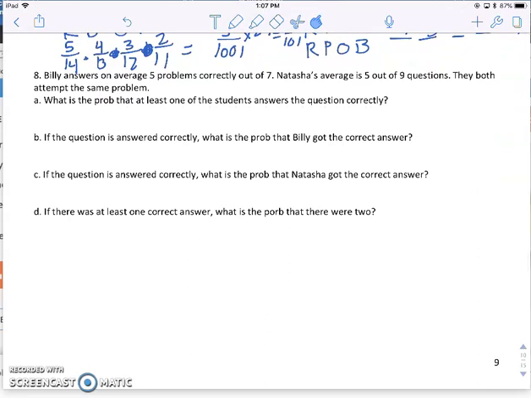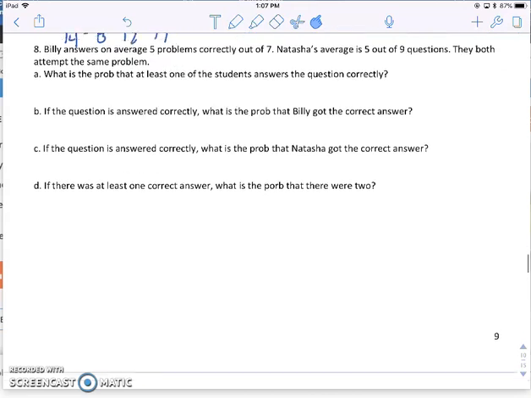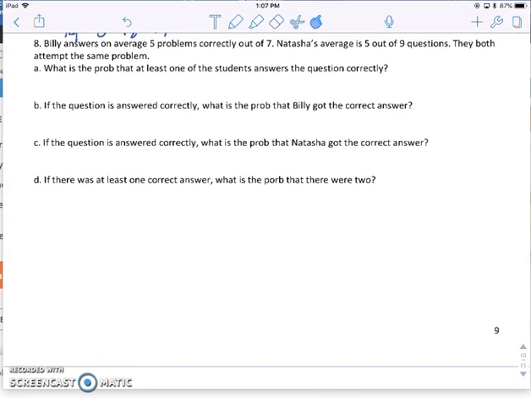Okay. Billy answers on average 5 problems correctly out of 7. Natasha's average is 5 out of 9. They both attempt the same problem. What is the probability at least one of the students answers the question correctly?